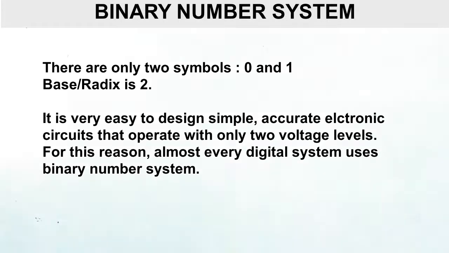So what will be the base or radix? The base of the radix will be 2. Fine. And why is this binary number so essential? Binary number is essential in terms of digital systems because it has only two numbers.